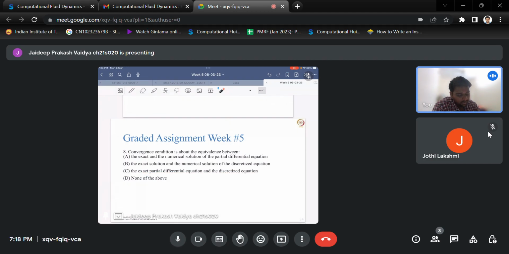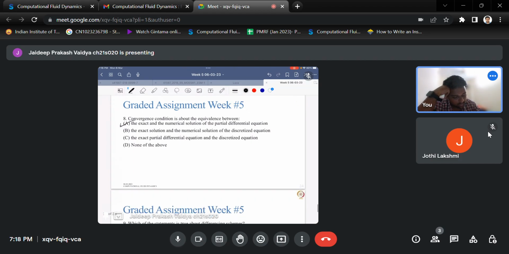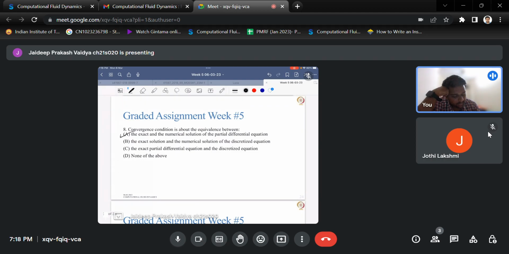Whether the analytical solution from the partial differential equation and the actual solution while solving the discretized equation are matching. So the convergence condition is basically defined for the exact and the numerical solution of the partial differential equation. This is a theory question that just needs to be known in general. There's nothing analytical or thought to be done over here. So therefore the convergence criteria or convergence condition is between the exact solution of the PDE and the numerical solution that we get by CFD. Answer is option A over here.